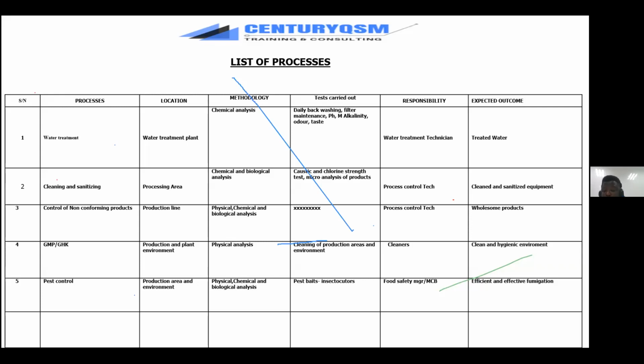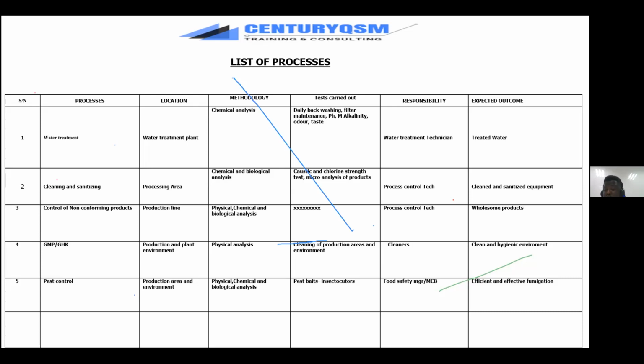If you want to produce Coke today, you need to treat water. If you don't put a system in place to treat the water, then what HACCP do you want to put on the production floor? Your HACCP won't work. Your HACCP won't work if there's no cleaning and sanitizing program. So you need to identify all your PROPs, the location where you can find them, the kind of analysis you do at that point, the test carried out, who's responsible for it, and what is the expected outcome of your prerequisite program.